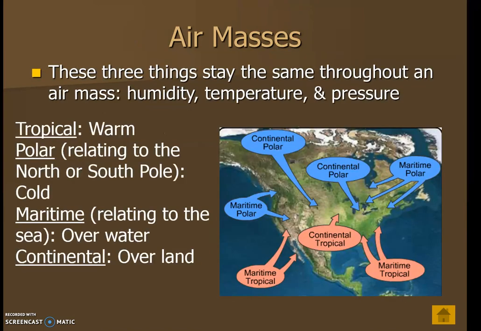There are also various air masses contributing to different weather patterns. Three things always stay the same throughout an air mass. It's humidity, temperature, and pressure. So each of these air masses has a different humidity and temperature.